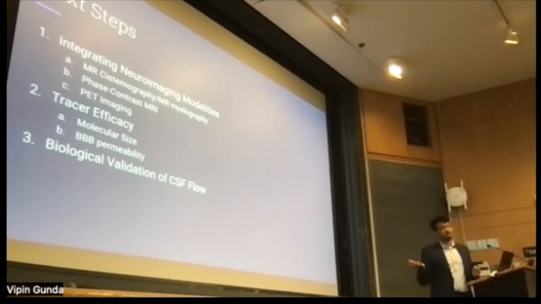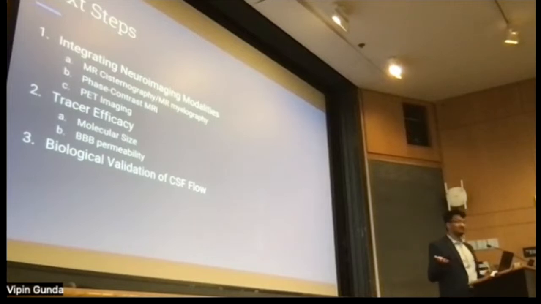Our question then becomes, how can you, without doing neurosurgery, find where the CSF actually is in the brain? It's very easy to do in mice, because you can just open up a mouse, examine their brain, and find the fluid. It's much more difficult to do that in humans, obviously. So the question of biological validation becomes really important.